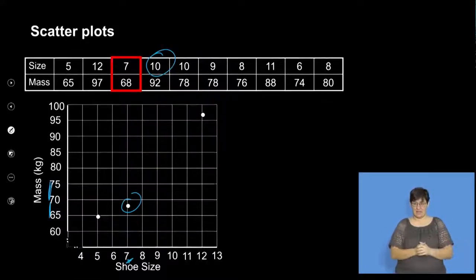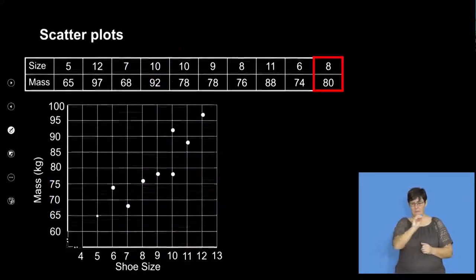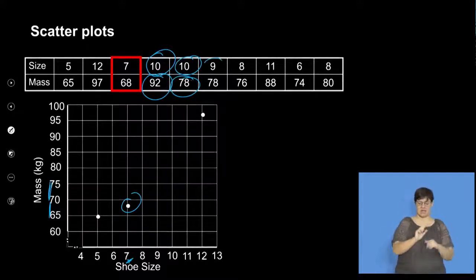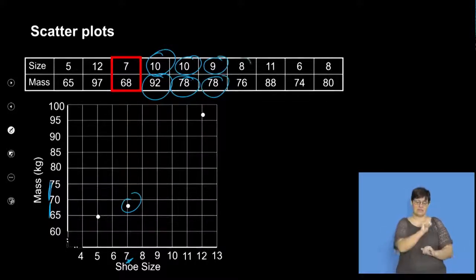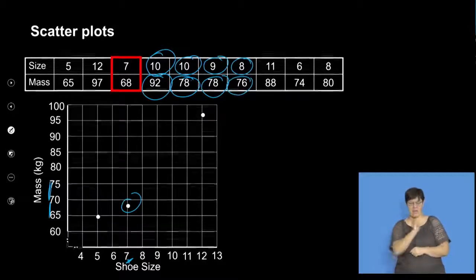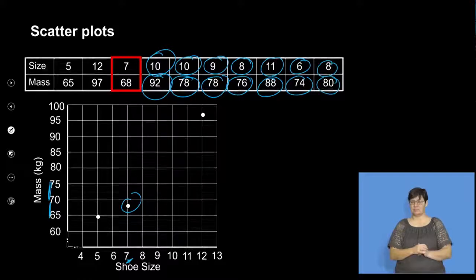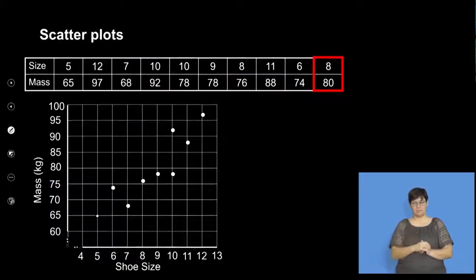Size 10, mass 92. This is what we get for size 10 and 92. Now I'll put all the points: 10 and 78, 9 and 78, 8 and 76. If I put all the points on my Cartesian plane, let's see what we get. All the points are represented. This is our scatter plot. If you look at our scatter plot, what can you conclude about the correlation?